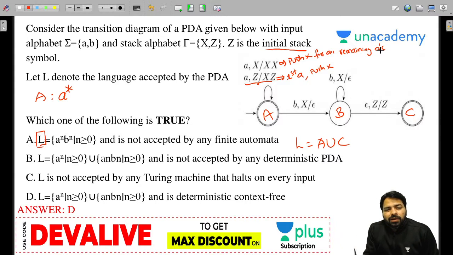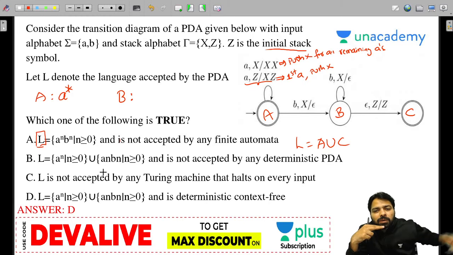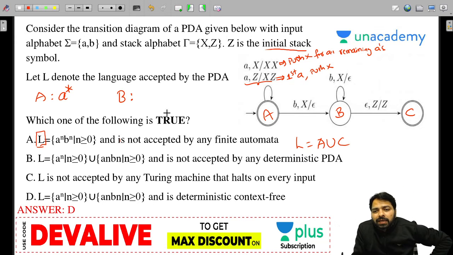Now, what is B? What are the strings which halt at B? But you should use the stack carefully. Don't worry about whether the stack is empty or not. If I go to the final state, the answer is over. At capital A you are pushing X onto the stack, and the stack is not empty, but still you are at a final state. That's why a star is accepted. Capital B, look at that. Is it a^n b^n such that n is greater than or equal to 1?